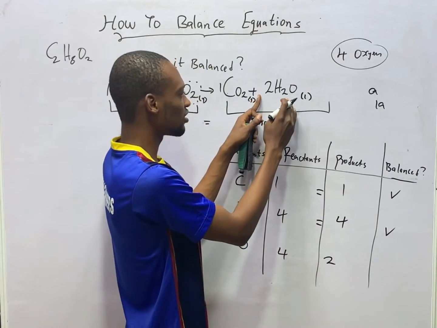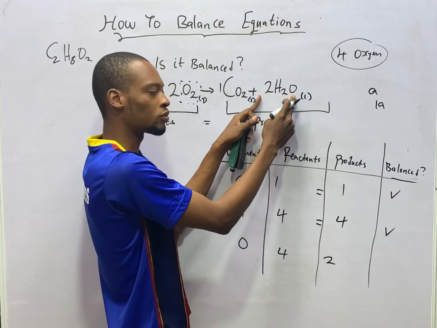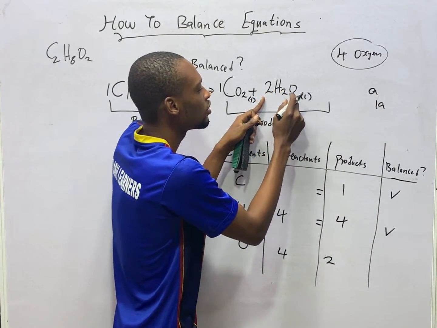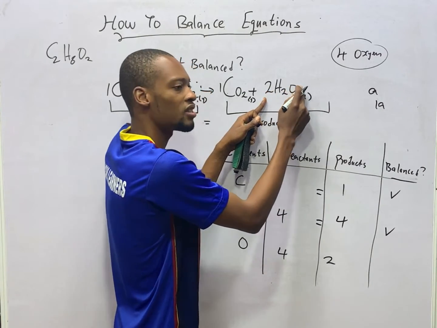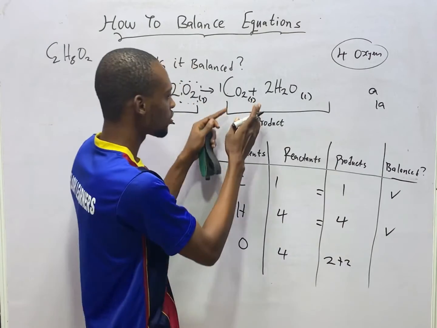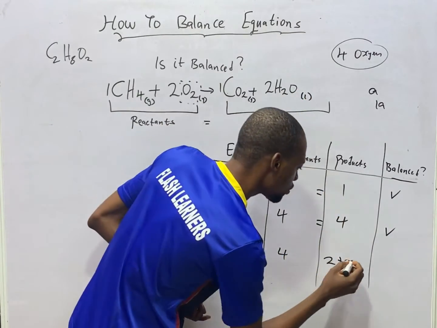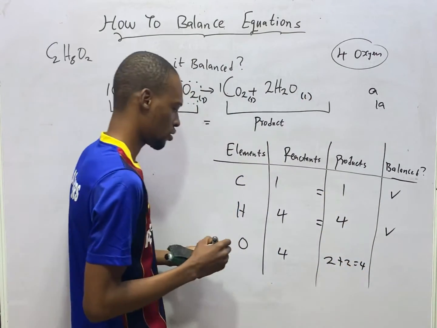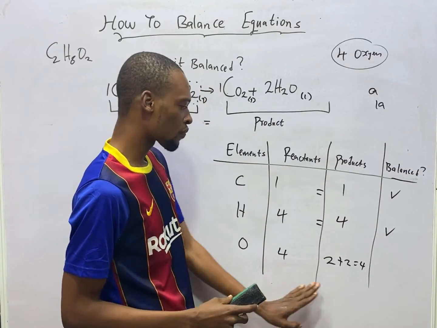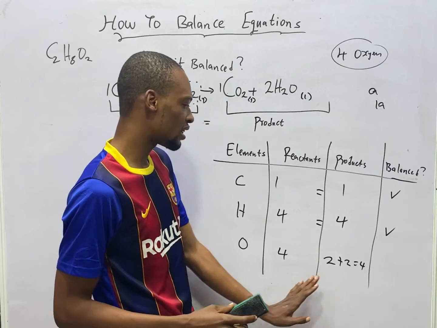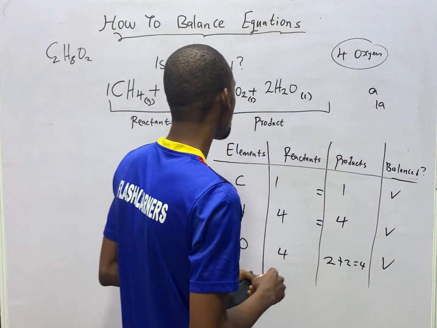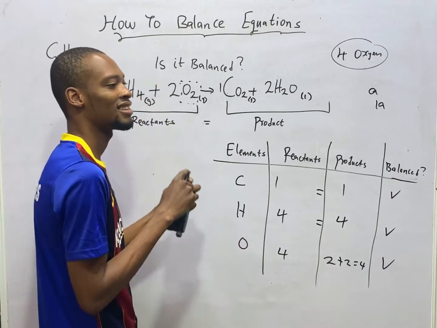The other side, we have oxygen also. How many? Remember I said this 2 is affecting everything. So we have 2 oxygen here also to give you 2 plus 2. 2 here, 2 here. And what is 2 plus 2? 4. This means the total oxygen in the reacting side is 4 and the total in the product side is 4. Is it balanced? Yes. So this equation is balanced.